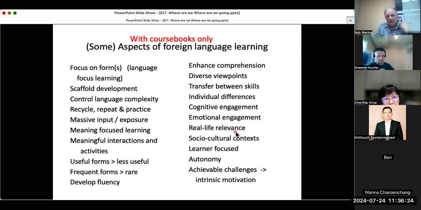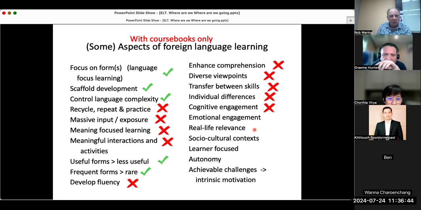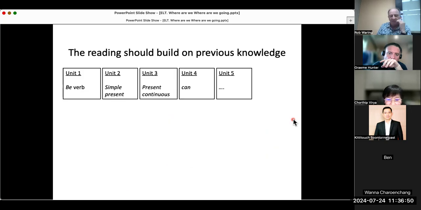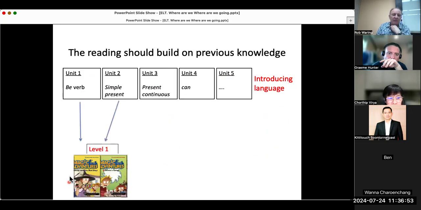So if we're looking at language learning that only uses course books, there's probably only a few of these aspects of foreign language learning, which I mentioned a couple of hours ago, which we're going to really do well with course books only. All the rest of the stuff, we're not really going to get very close. So what we need is a different solution. What we need to do is to continue with our course books, but we need to have systematic reading and listening material that practices only this grammar and vocabulary. Lots and lots of material at this level to supplement our course books.